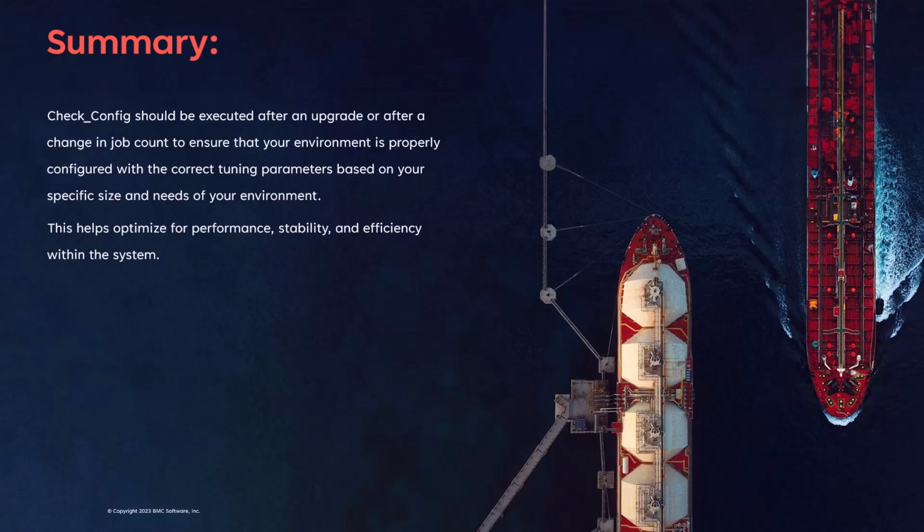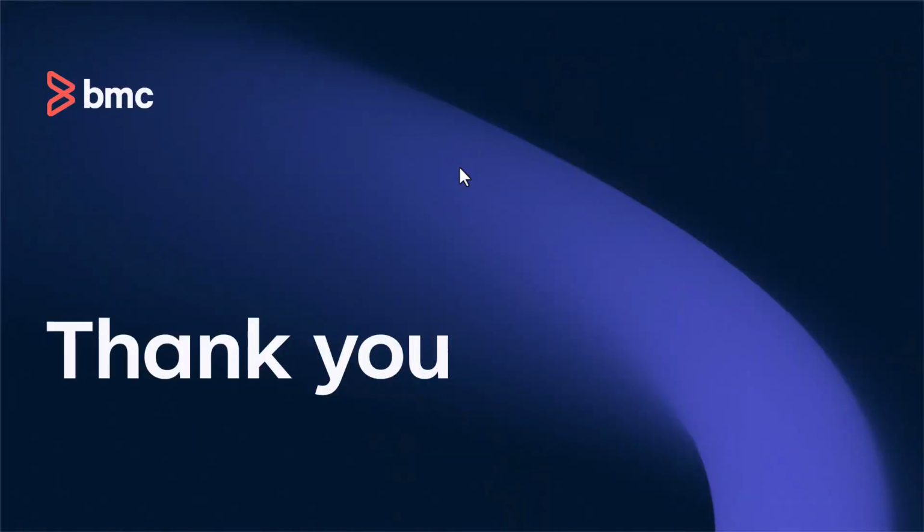In summary, check config utility should be executed after an upgrade or after a change in job count to ensure that your environment is properly configured with the correct tuning parameters based on your specific size and the needs of your environment. This utility helps optimize for performance, stability, and efficiency. This concludes our presentation on the check config utility.